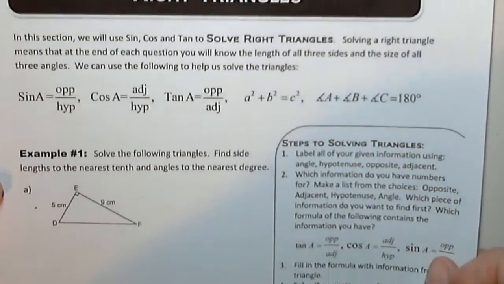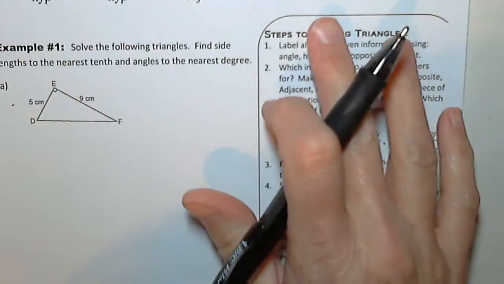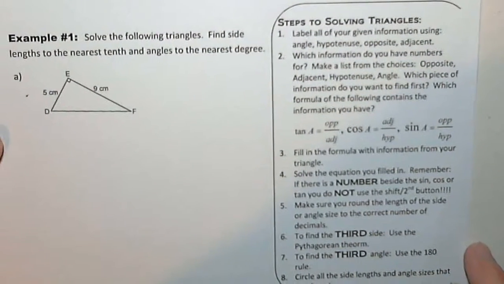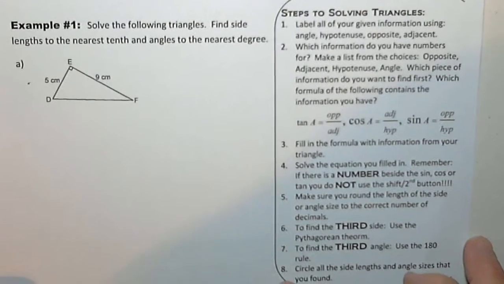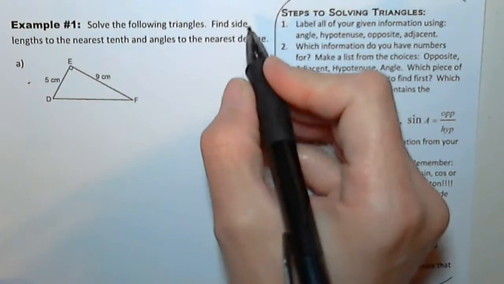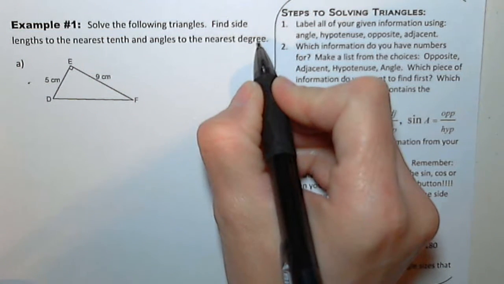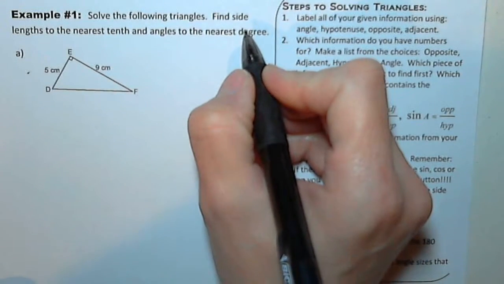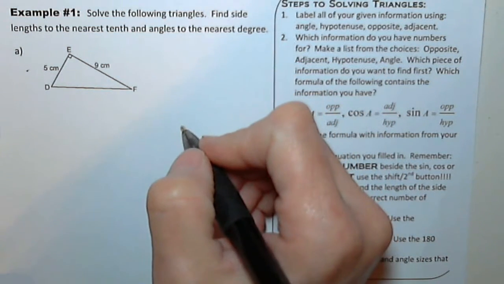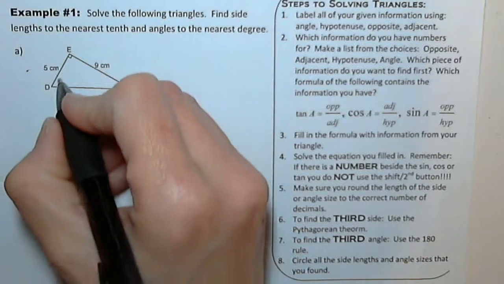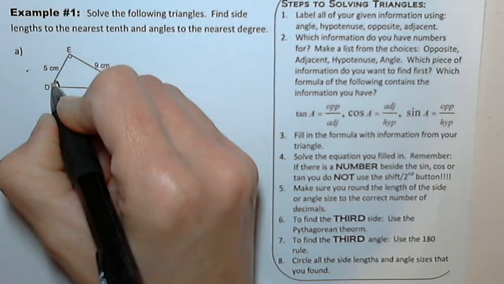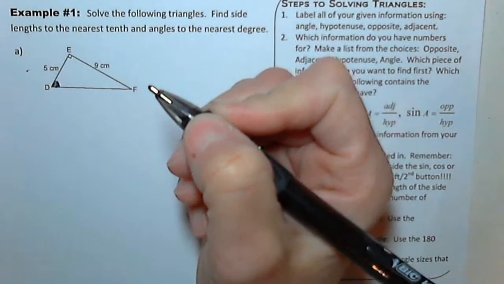So our first example is to solve the following triangle. And there's some steps here on the side that you can read to help you along as you're doing your work. You're going to find side lengths to the nearest tenth, which means 1 decimal, remember, and angles to the nearest degree, which means no decimals. When you're doing these questions, there's more than one way to do it, and you just need to begin by deciding what you're going to find first. I'm deciding to find angle D first, and that's just by choice. You could do something else if you wanted.